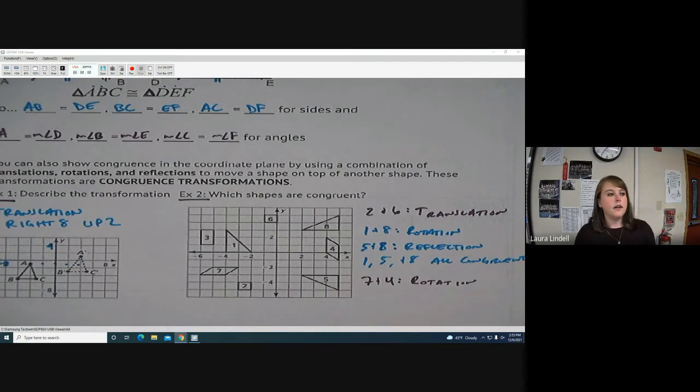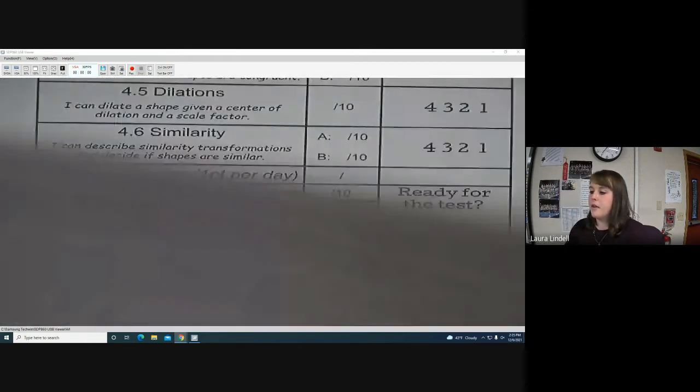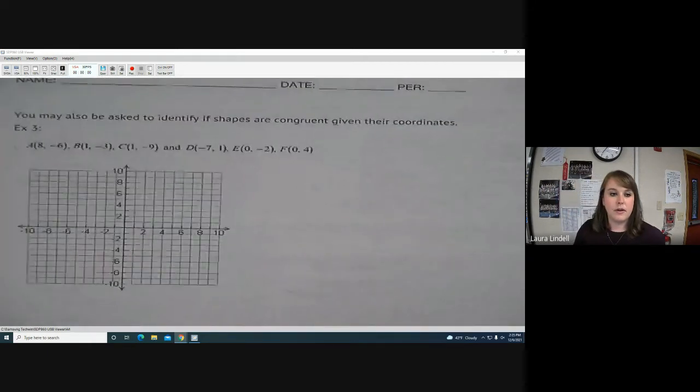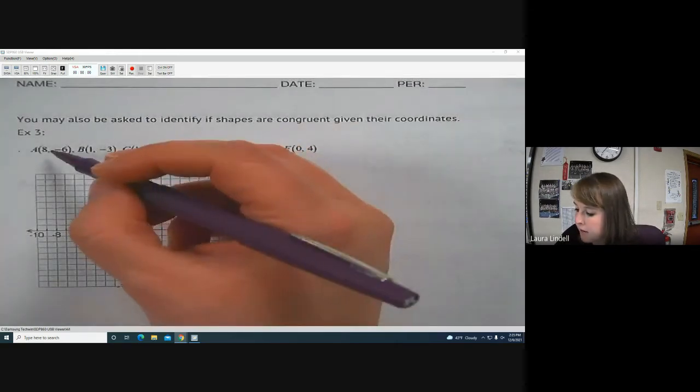All right. So those are two kinds of problems that you'll see, and there is one more. So if we turn the page one more time, we get ones like this, where you have to identify if the shapes are congruent given their coordinates. So you have to plot both shapes. So we'll start with that.